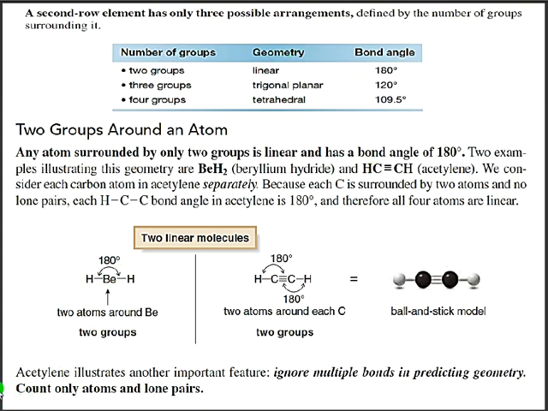Then he said here, acetylene illustrated another important feature: ignoring multiple bonds in predicting geometry, we count only atoms and lone pairs. Don't worry about the triple bond or the double bond. You just have to determine how many groups surround the atom. For this carbon, we have 2 groups surrounding it, carbon and hydrogen. For this carbon also, just 2 groups, hydrogen and carbon atom.